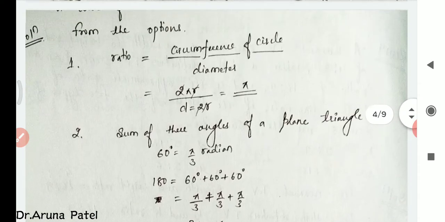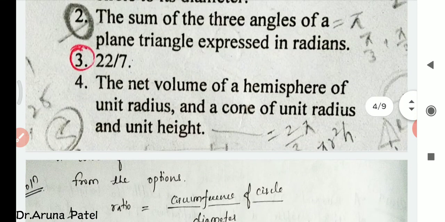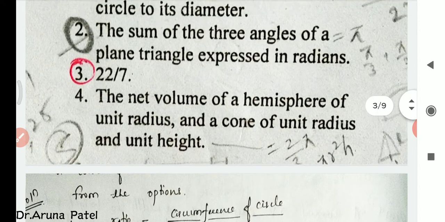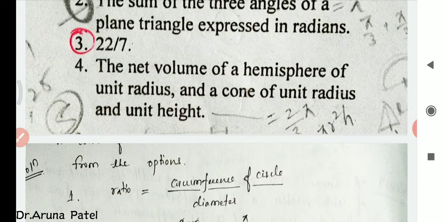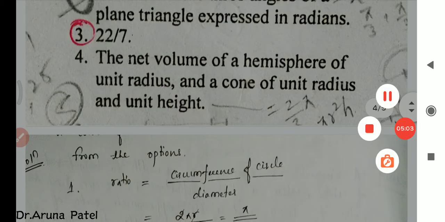So from the options, the first 3 options give the same value, but the fourth one gives a different value. So this one is the correct answer for this question.